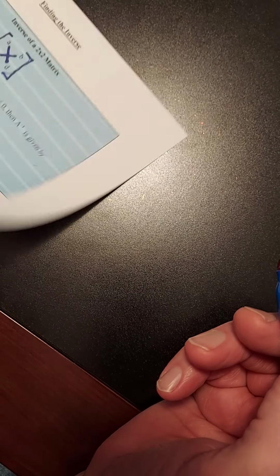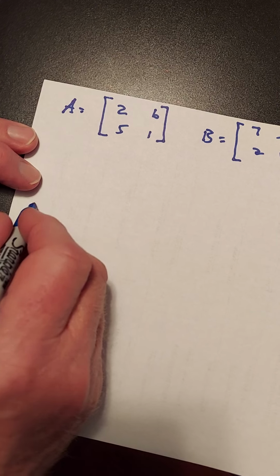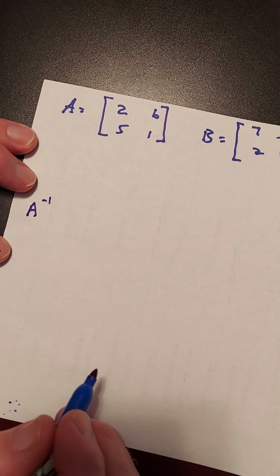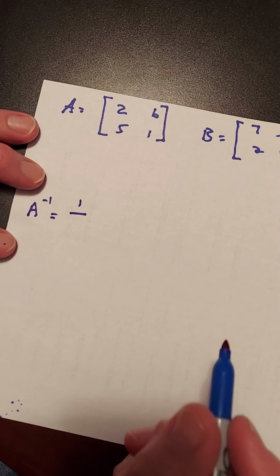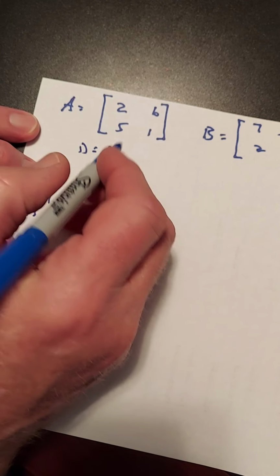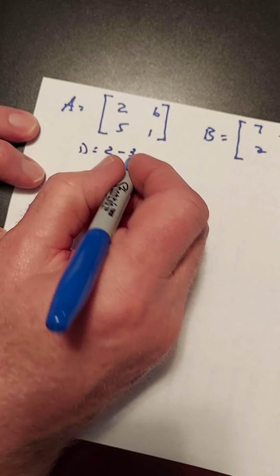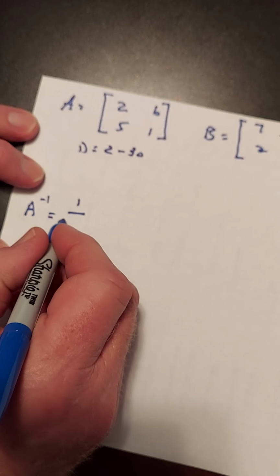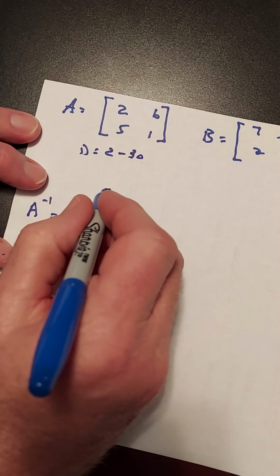Okay. Now, before we go on, I've got a couple other examples. This is not in your outline, but I put a few examples together. I want to find out what the inverse is of each of these. So we know we're going to take 1 over D. We've got to find D. D is going to be 2 times 1 minus 5 times 6. So that tells us down here we're going to put negative 28.